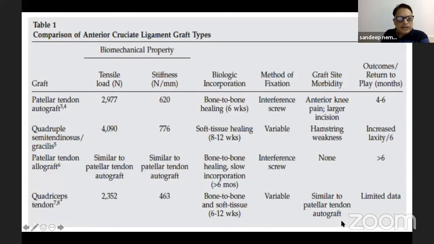This is a table which shows the comparison of biomechanical properties of different grafts. If you see the patellar tendon, quadrupled semitendinosus and gracilis, and quadriceps tendon, biomechanically they all have more tensile strength and stiffness compared to the native ACL. There may be differences in incorporation of these grafts, obviously, which we are going to discuss.